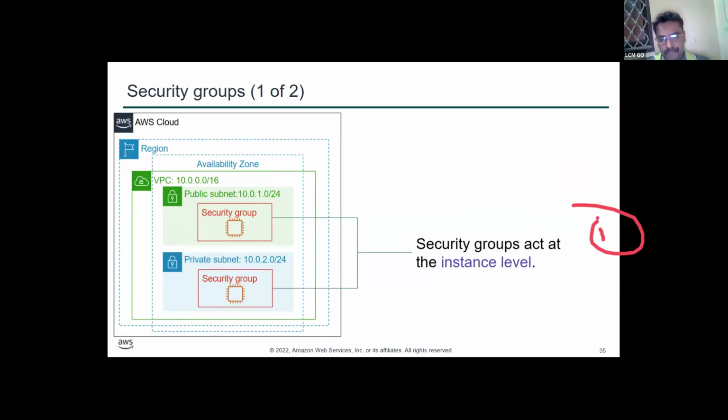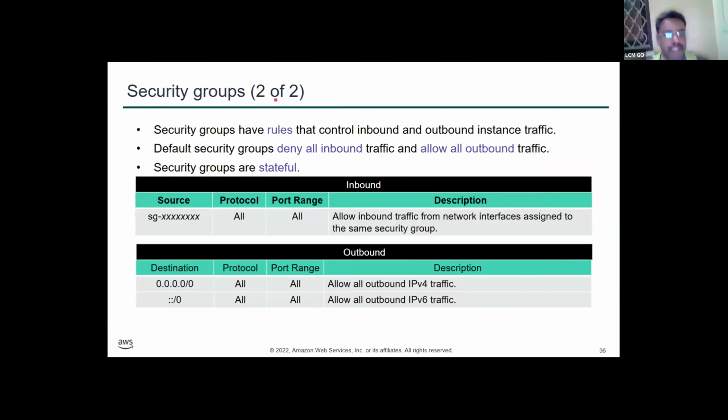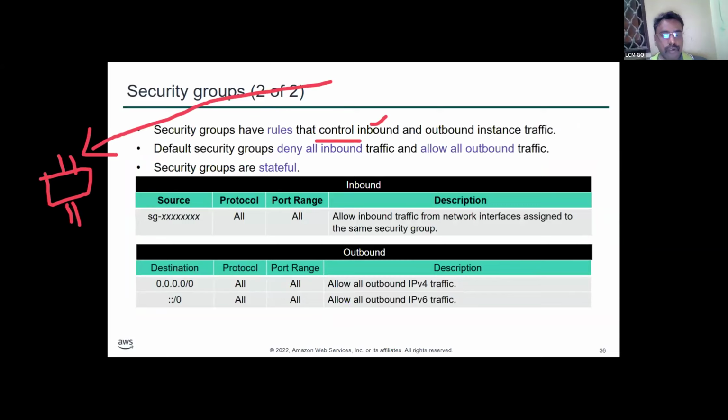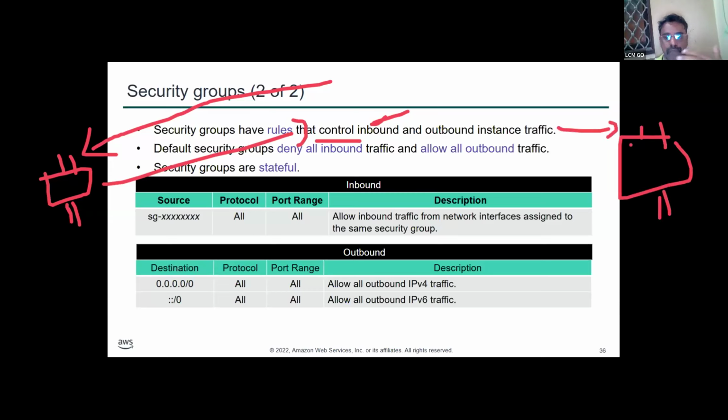Now let us see. This is the first point. Second point: security groups will have rules. What do rules mean? This is a server, correct? Server will have all incoming calls, correct? Rules control inbound traffic, and again outbound traffic. It means a server is nothing but request and response, correct? Some user is requesting something and you are responding. That's called inbound and outbound traffic.